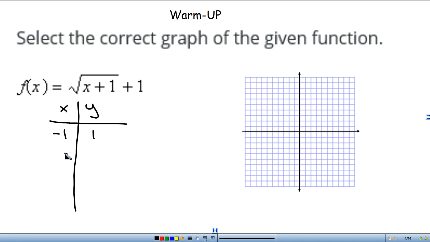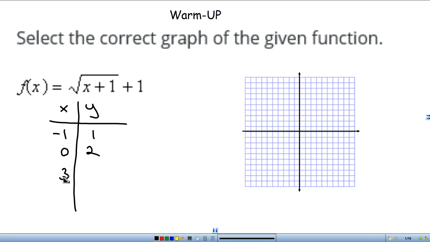And if I plug in 0, right here, that's 0 plus 1, which ends up being 1. The whole thing is 1 under the square root. And then I take the square root of 1, gives me 1, so 0 gives me 2. Now, I'm not going to plug in 1. I'm not going to plug in 2, because when I do that, I'm going to get a wonky number under the square root. It's not going to be a perfect square.